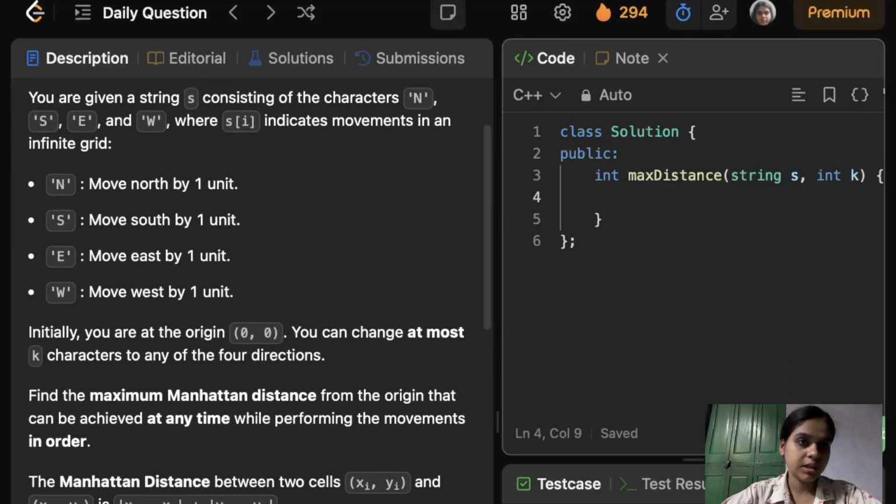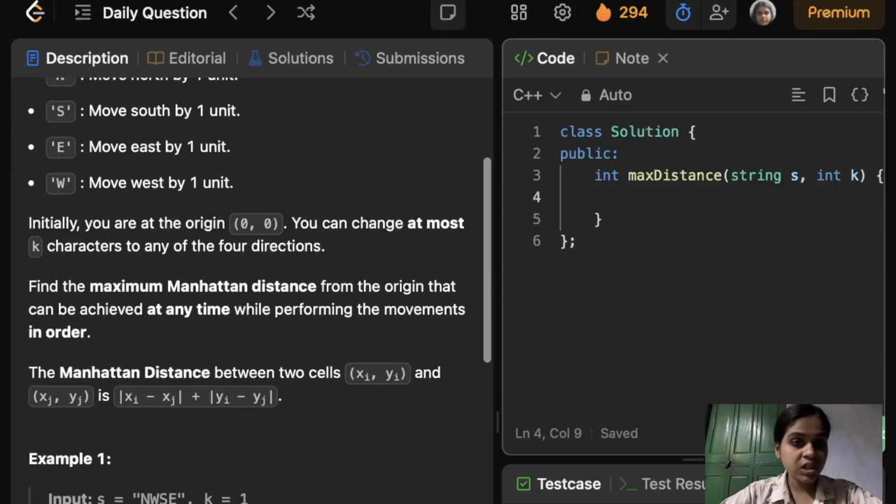Let's look into that. You are given a string S consisting of the characters N, S, E and W, where Si indicates movement in an infinite grid. So basically it is a 2D infinite grid, where N moves north by 1 unit, S moves south by 1 unit, E moves east by 1 unit and W moves west by 1 unit. Initially you are at origin 0 0.